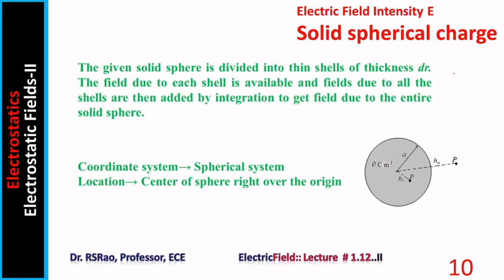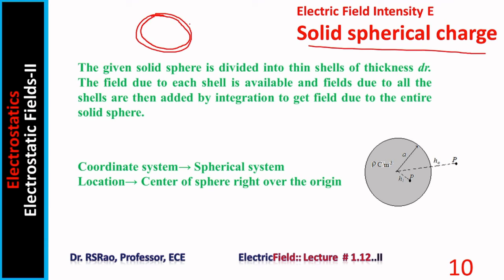Now we consider a solid spherical charge. The difference between the previous one and this one is that the previous one is surface charge, whereas this one is solid charge or volume charge. The procedure is, we don't solve this as an independent or standalone problem. We consider it as an extension of the previous problem, that is, the spherical shell charge. What we do is, this is a solid spherical charge. We divide it into shells.